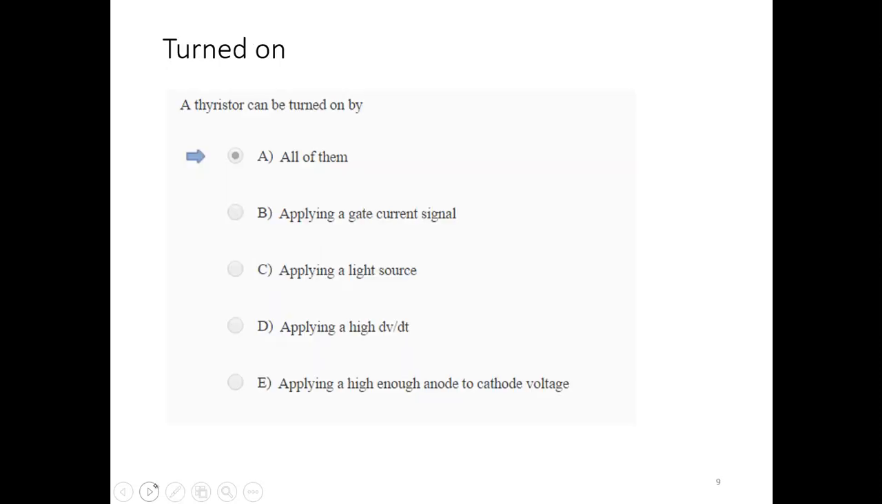Turn on. A thyristor can be turned on by applying a gate voltage, applying a high light current, applying a high dV/dt, or applying a high enough voltage. You can do all of them. That means all of them you can turn on. You can apply a large voltage, it's going to turn on. You can apply a gate voltage, it turns on. If you have a light source, you can turn it on. Some of the devices are light activated devices, and applying a high dV/dt is going to turn it on.